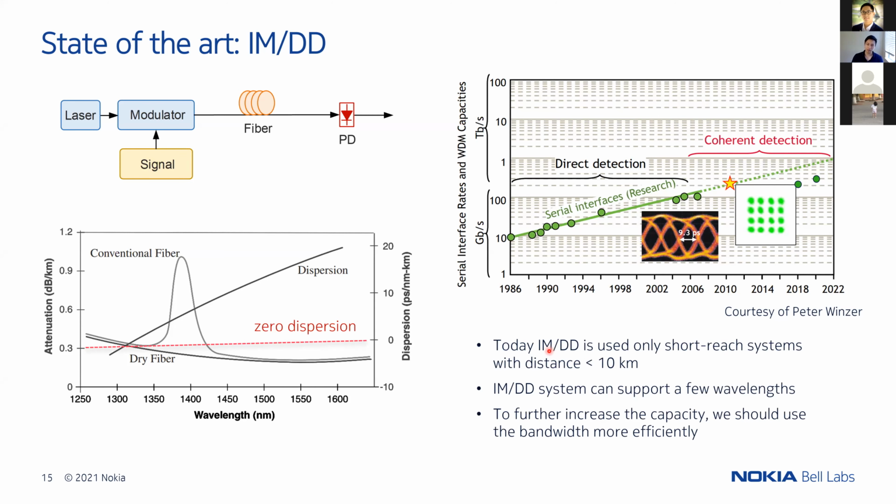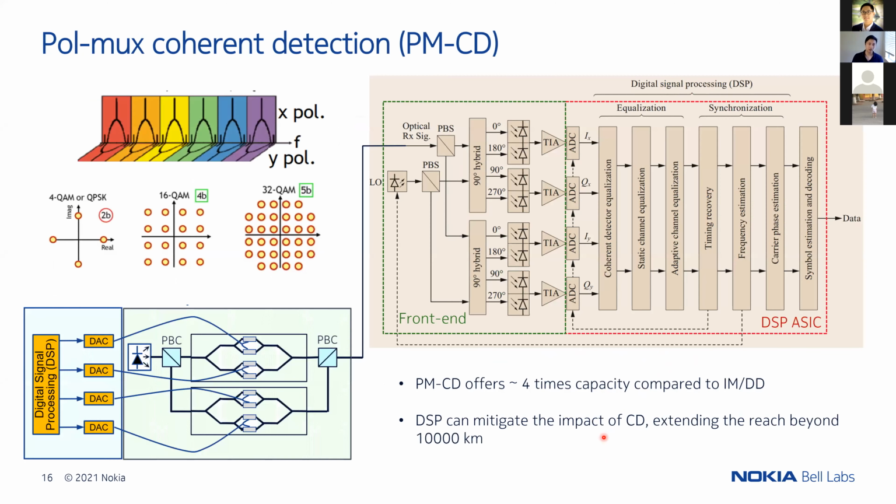So today, the IMDD system is used only for short-reach systems with distances below 10 kilometers, and we can use a few wavelengths here in the O band. If we use too many wavelengths, you can see that we need to cope with the dispersion again. So, like I said, to further increase the capacity, we need to use the bandwidth more efficiently. And this is where the coherent detection system came along.